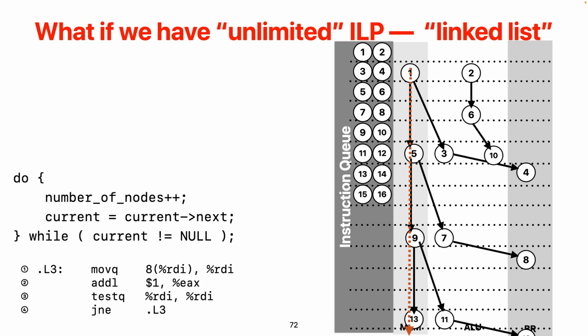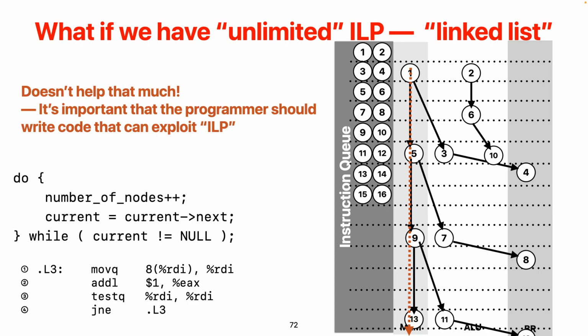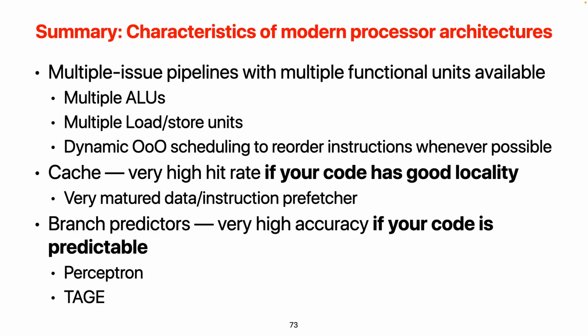However, if you have this kind of processor, or say in general, if I have unlimited issue width, but your code is pretty much like a linked list, it doesn't help, right? So when you write your code, you must remember these are the characteristics of your processor, and you must write your code in a way in favor of the design.